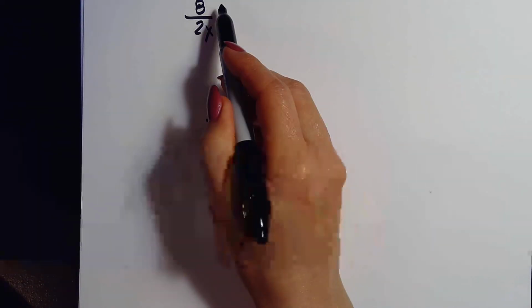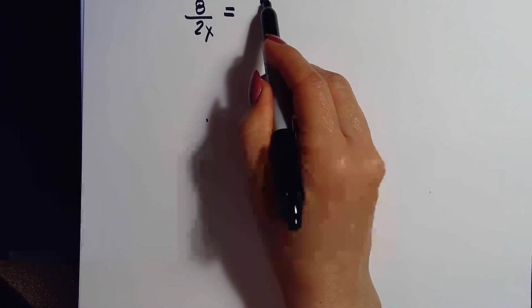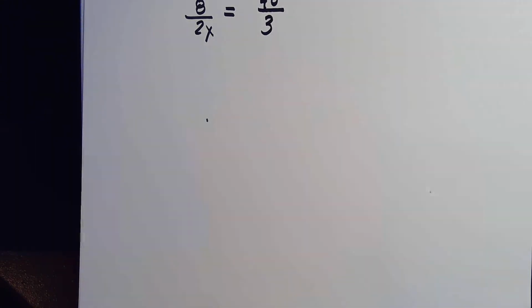Let's do another one. Before we move on to 2.3, I want to work 8 divided by 2x equals 40 over 3. Okay, so let's see this one. I'm going to do this one, and then I'm going to do one that's in the homework, in the workbook, that's similar to this one. So let's do this one.